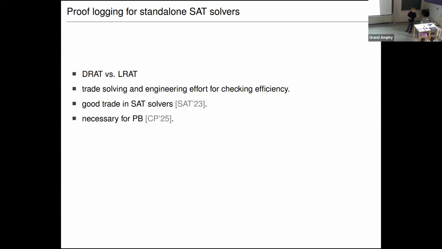And it turns out these trade-offs are so necessary for PB and all of the very PB paradigms. I think we got a paper at CP this year where they implemented lots and lots of engineering tricks to make proof checking actually feasible in practice.